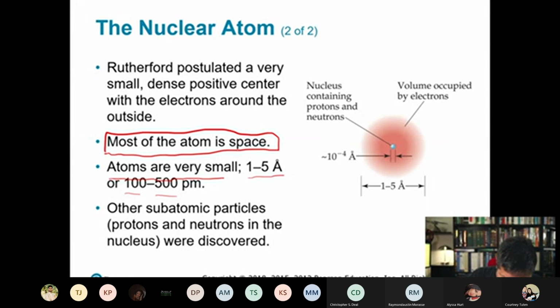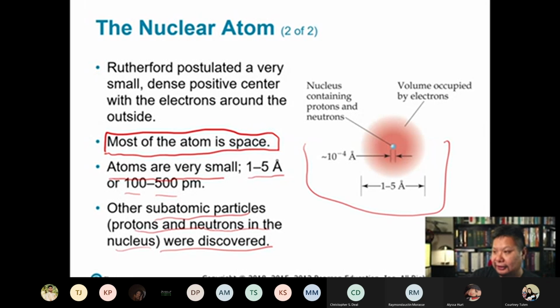And then other subatomic particles, protons and neutrons, are discovered, and the nucleus is discovered. We already said that before. And so here's just a picture describing what I just said on the side there.